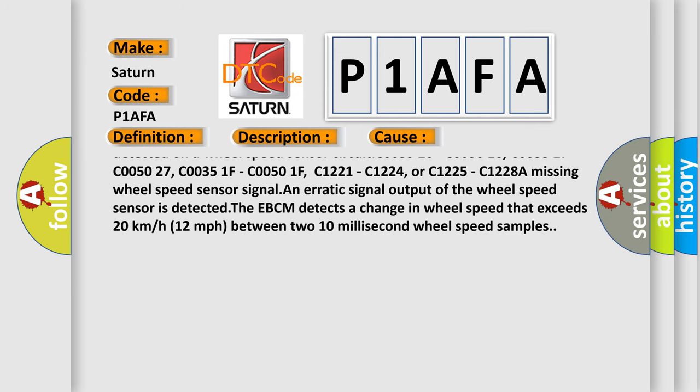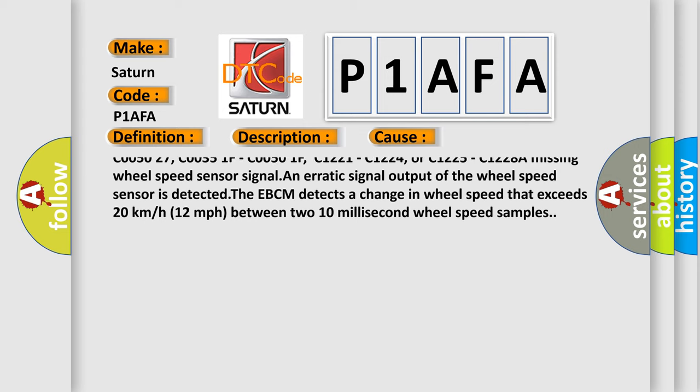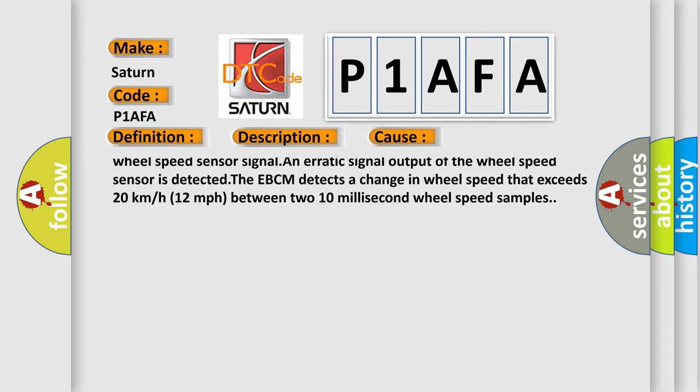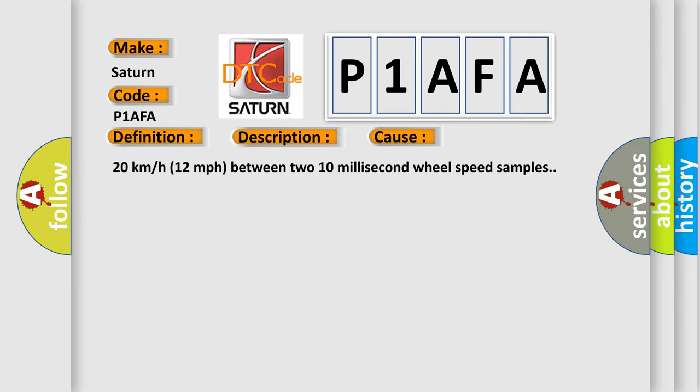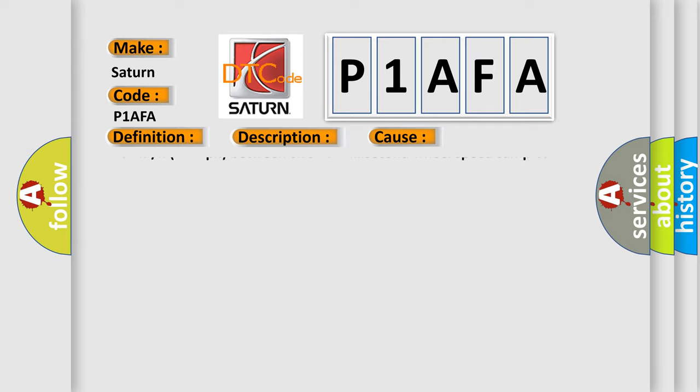C003526, C005026, C003527, C005027, C003051F, C005051F, C1221, C1224, or C1225, C1228. A missing wheel speed sensor signal. An erratic signal output of the wheel speed sensor is detected. The EBCM detects a change in wheel speed that exceeds 20 km/h, 12 miles per hour, between two 10 millisecond wheel speed samples.